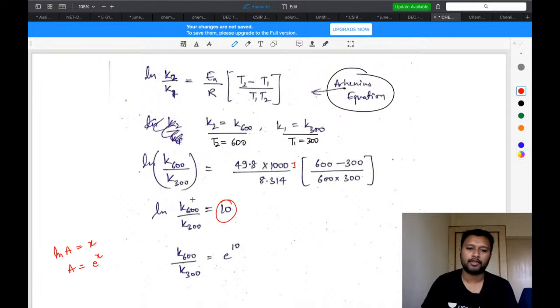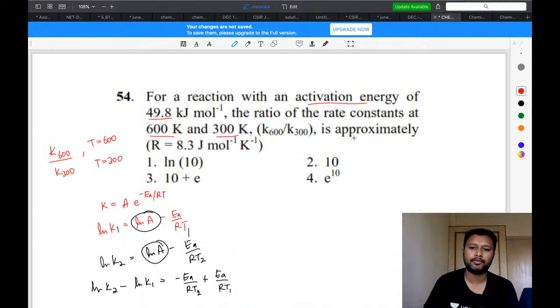Okay, so in the same way, this whole thing, ln of the whole thing, is equal to 10, so this whole thing will be equal to e to the power 10. So that is going to be your final answer. The final answer comes out to be e to the power 10. That's how it has to be done.